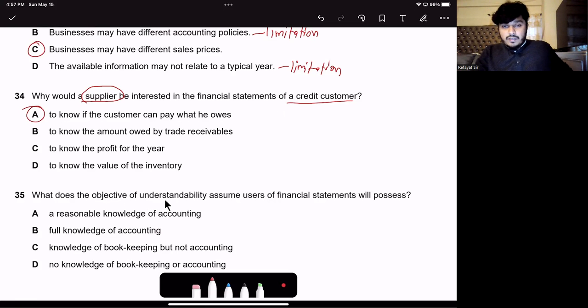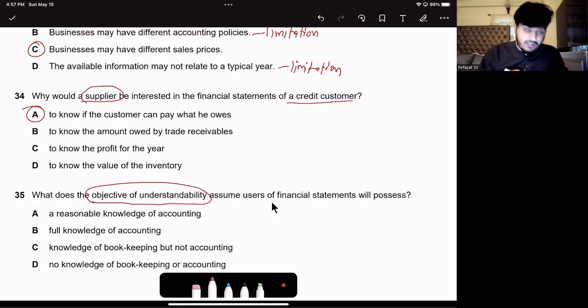What does the objective of understandability assume users of financial statements will possess? The objective of understandability always assumes that the users, whoever is going to read the financial statements, will have minimum knowledge of accounting. So A is the answer, a reasonable knowledge of accounting.